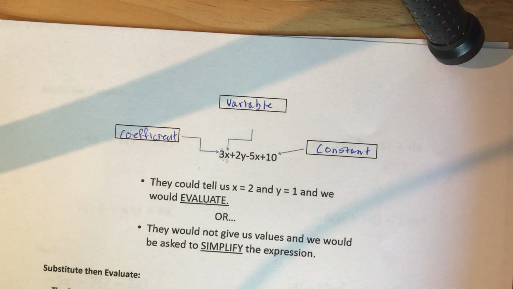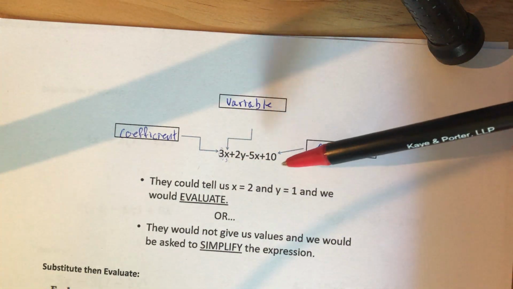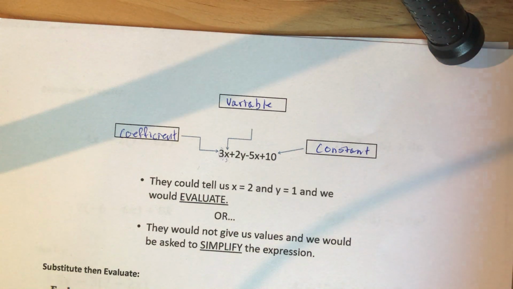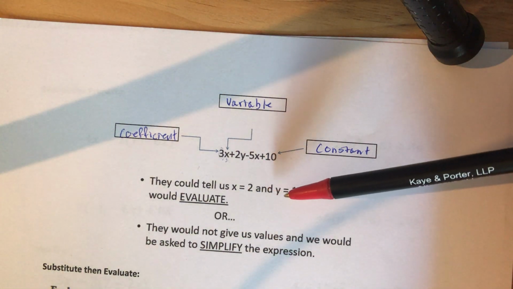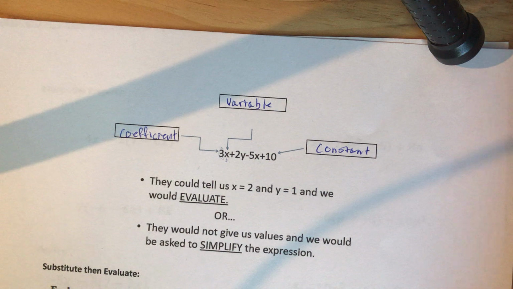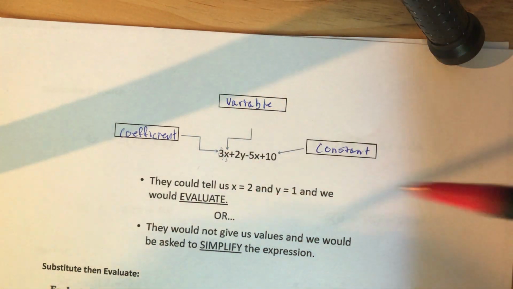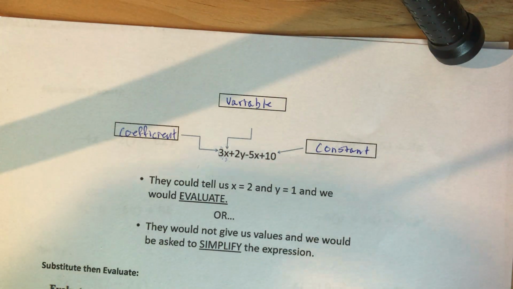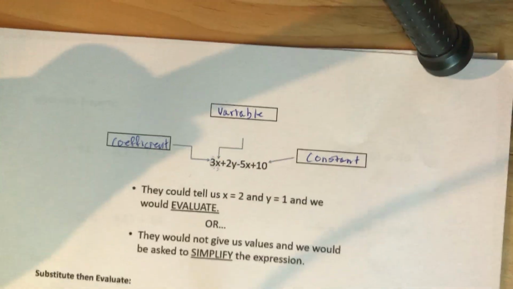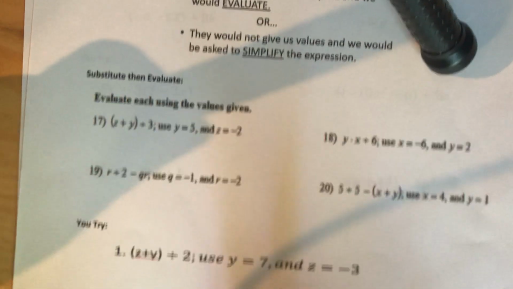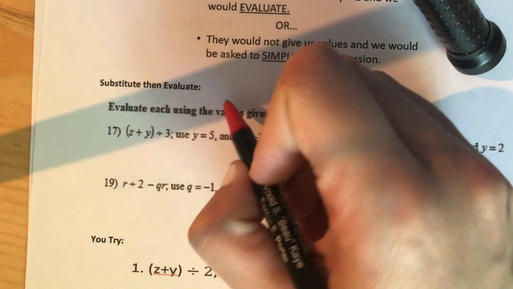So when I'm looking at this, someone could tell us, okay, x is equal to 2 and y is equal to 1, and we could evaluate, or they cannot give us any values whatsoever and just be asked to simplify this. So that's what we're going to be talking about today. There's two different things that we can do when we're given a math problem. And sometimes we can do both, okay? But let's look at evaluating first. We're going to substitute, which is something we've done a lot. We're going to substitute and then evaluate.